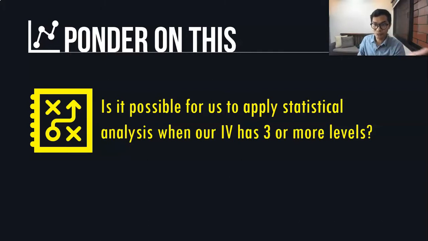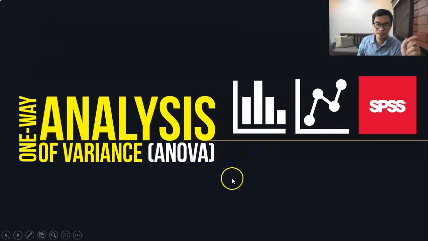Now, compare this question to the previous scenario on the flying EPs, where you have one variable, and that is the presence of cockroach, but you have 2 levels. One is real cockroach and the other one is picture of cockroach. So with this, the answer is yes. So that's the reason why we have the one-way analysis of variance, or simply ANOVA.